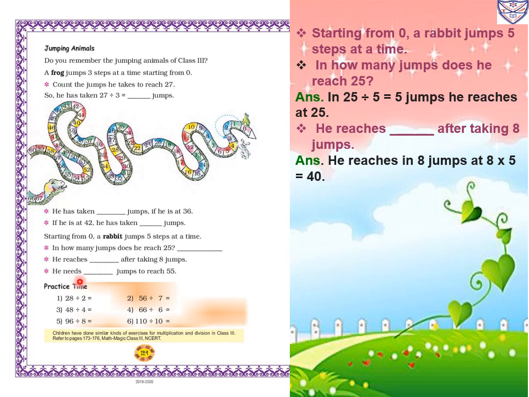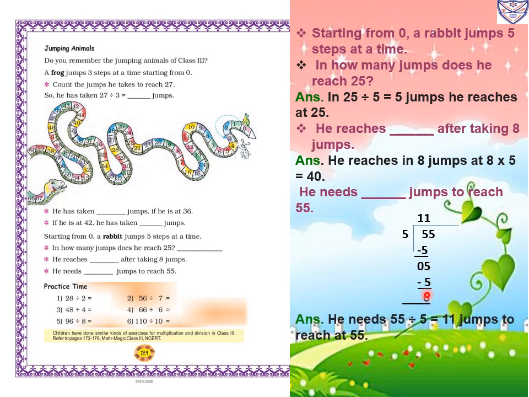Now the frog needs dash jumps to reach 55. Now he wants to move to the 55 position. So how many jumps will he do? So 55 divided by 5. First we will take 5. So 5 ones are 5. So 5 minus 5 is 0. And this 5 we will carry down. So again 5 ones are 5. So 5 minus 5 is 0. So he needs 11 jumps to reach 55.